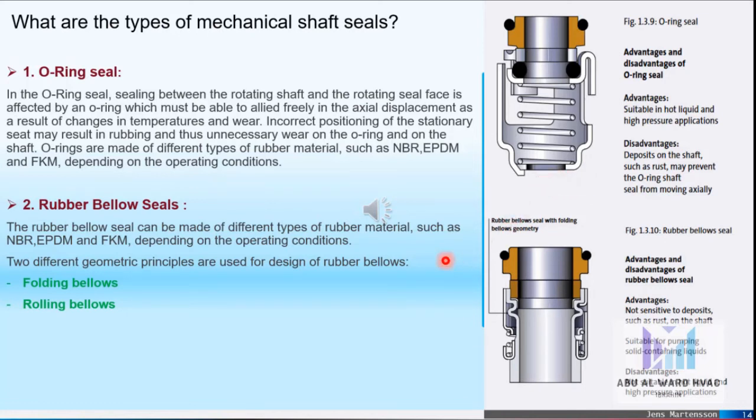The second type, rubber bellow seals. The advantages and disadvantages of rubber bellow seal. The advantages: not sensitive to deposits such as rust on the shaft. Suitable for pumping solid containing liquid. Disadvantages: not suitable in hot liquid and high pressure application.